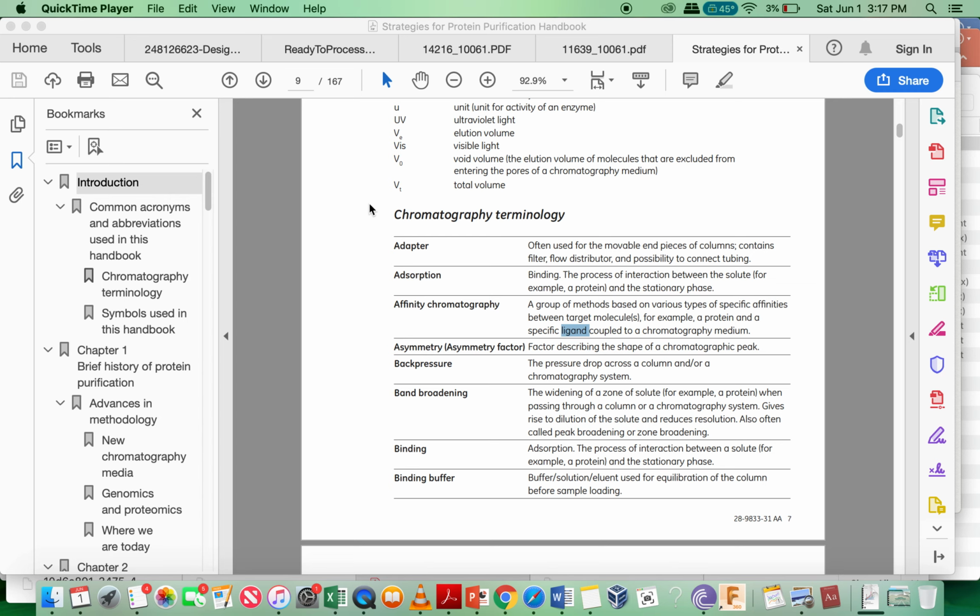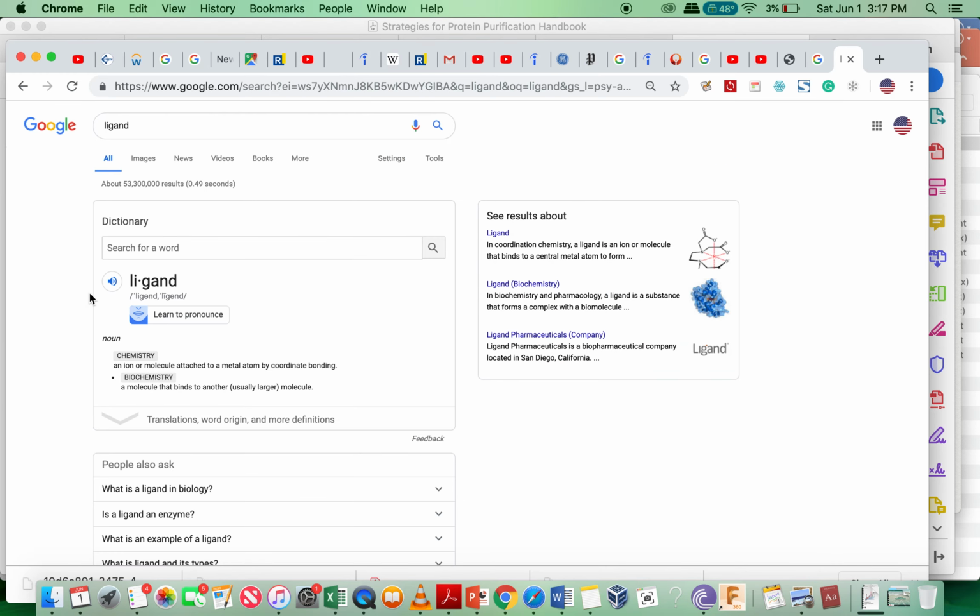Affinity chromatography, a group of methods based on various types of specific affinities between target molecules, for example a protein and a specific ligand, coupled to a chromatography medium. Ligand.